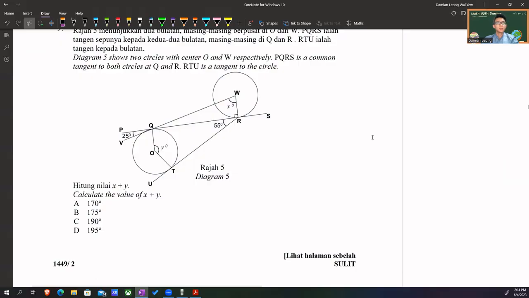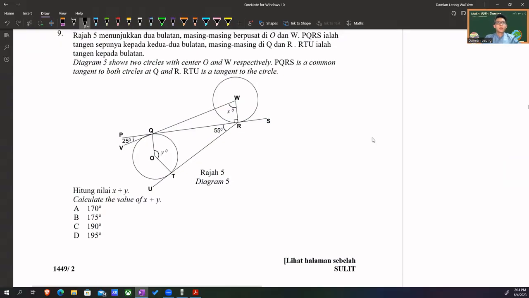Now, question 9. Diagram 5 here shows 2 circles with center O and W respectively. PQRS is a common tangent to both circles at Q and R. Okay, so this line is a common tangent to both circles. This line is a tangent to this circle. So I want to find x plus y.